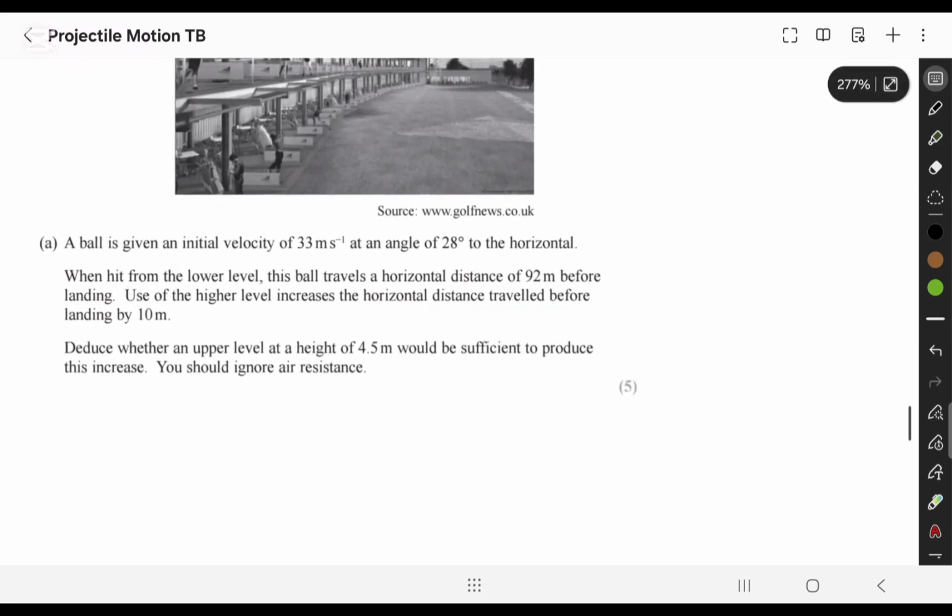Part A says, a ball is given an initial velocity of 33 meters per second at an angle of 28 degrees to the horizontal. When hit from the lower level, this ball travels a horizontal distance of 92 meters before landing. Use of the higher level increases the horizontal distance traveled before landing by 10 meters. Deduce whether an upper level at a height of 4.5 meters would be sufficient to produce this increase. You should ignore air resistance.